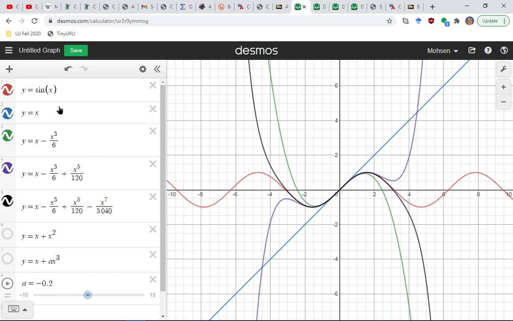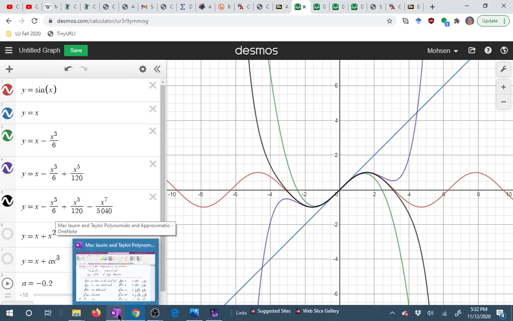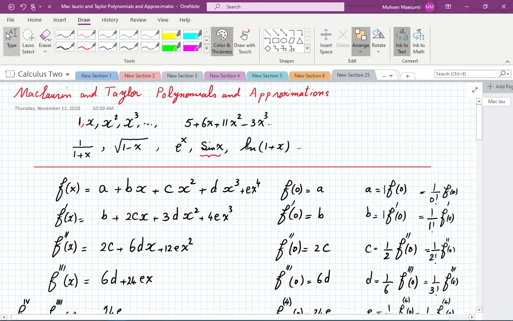I'm going to look at a problem we did last in the previous lecture. We talked about the Maclaurin expansion for the logarithm of 1 plus x. Let's go ahead and practice a problem related to that.